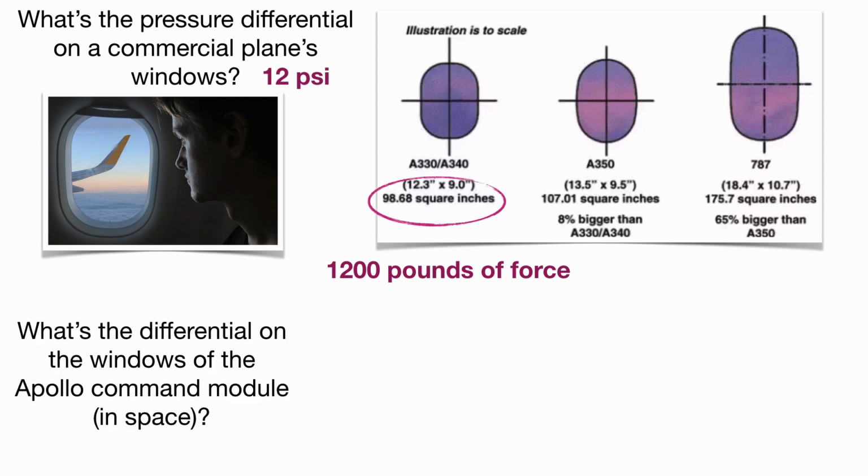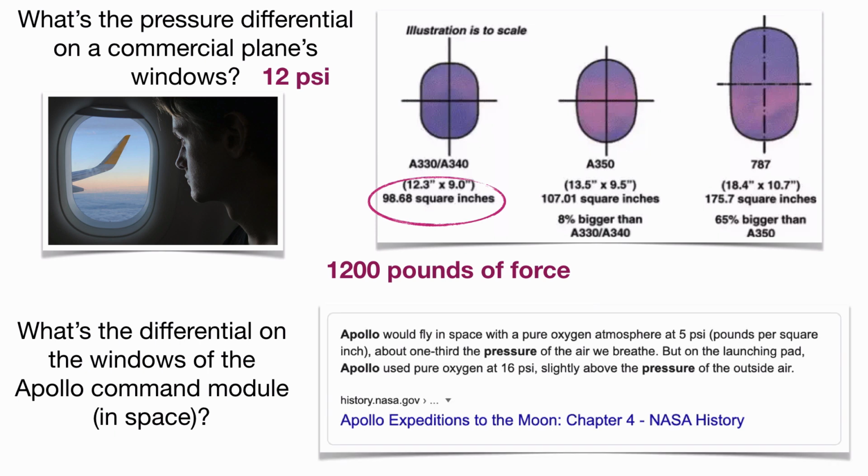And let's do a very specific commander's side window on the Apollo command module, which flew with about 5 psi of atmosphere. So first thing we want to do is find the pressure differential. All right, so if you use mental math, 5 minus a ridiculously small number, rounded to the nearest psi, the answer is 5. All right, 5 psi. That's the pressure differential on the window.